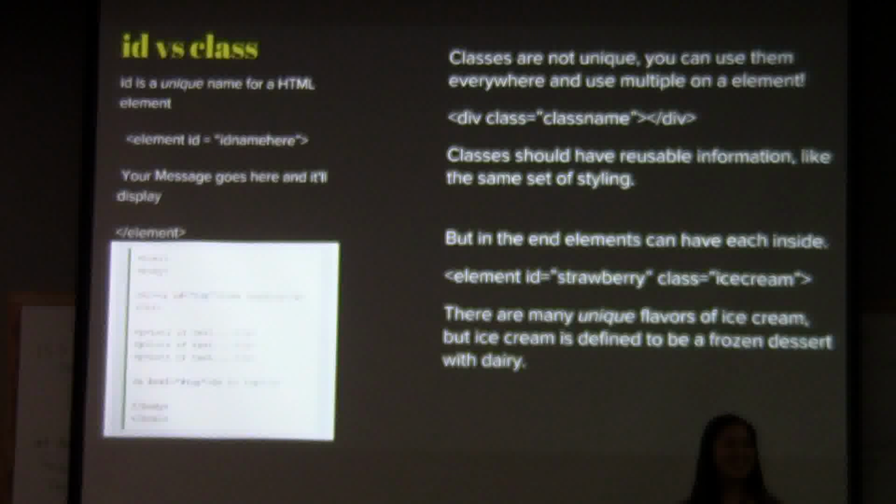So basically you can have multiple classes inside of an element, but you can only have one ID. But in an element, you can also use both a class and an ID. So it can be like strawberry ice cream, or it can be blueberry ice cream, but you can't have a strawberry blueberry ice cream because that's messed up. You can only have one flavor, okay? All right, that's an ID.